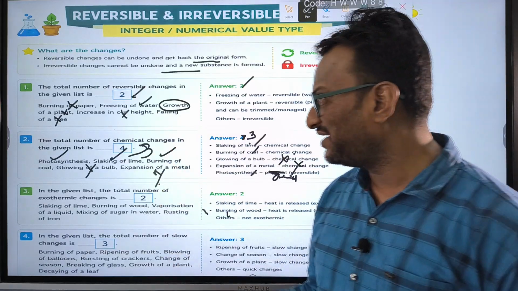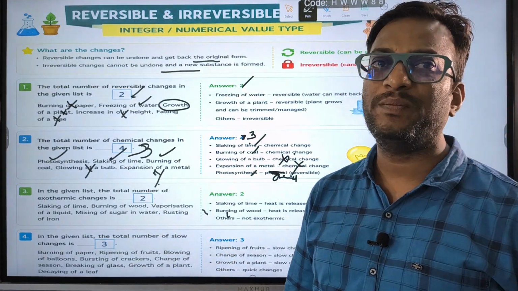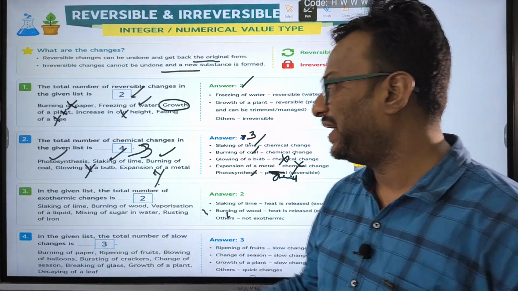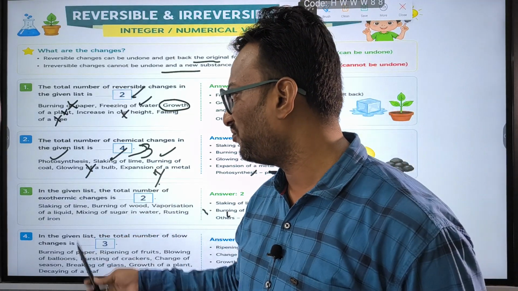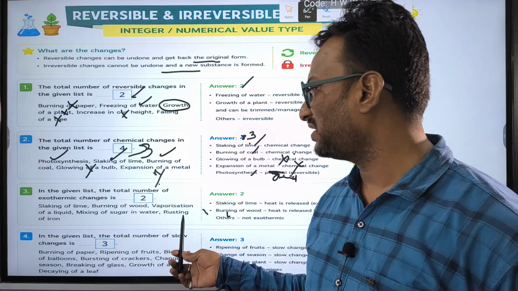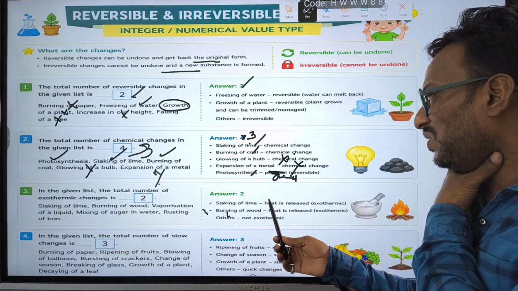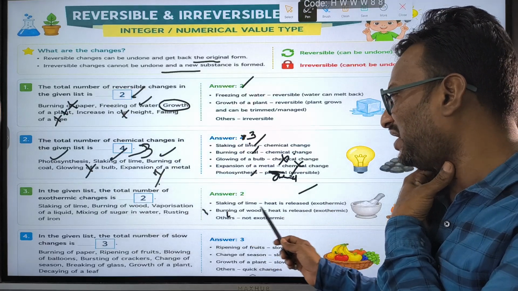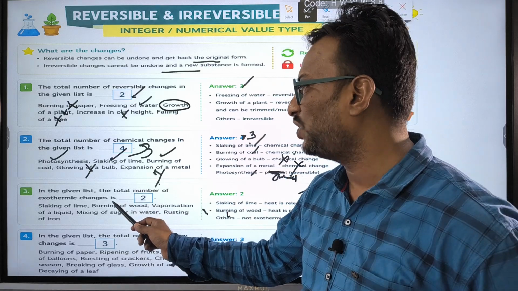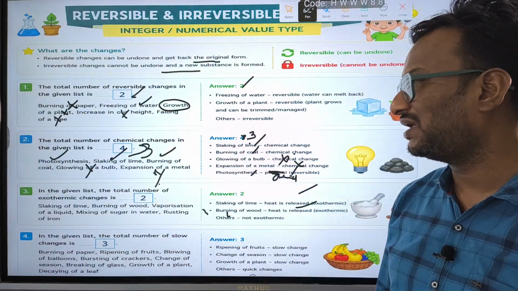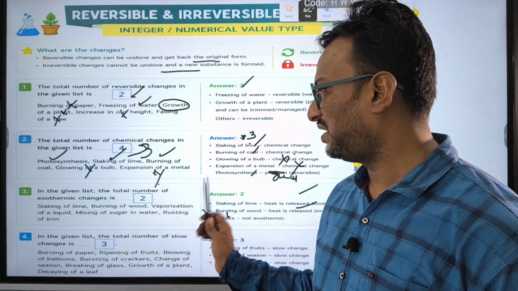Right. In the given list, the total number of exothermic reactions. Exo means where the heat is released. Baking of lime, burning of wood, vaporization of liquid, mixing of sugar in water, rusting of iron. See, slaked lime, heat is released. Burning of wood, heat is released. In both the cases, the heat is going to be released. In all the other cases, the heat doesn't release. Okay, heat will not release.